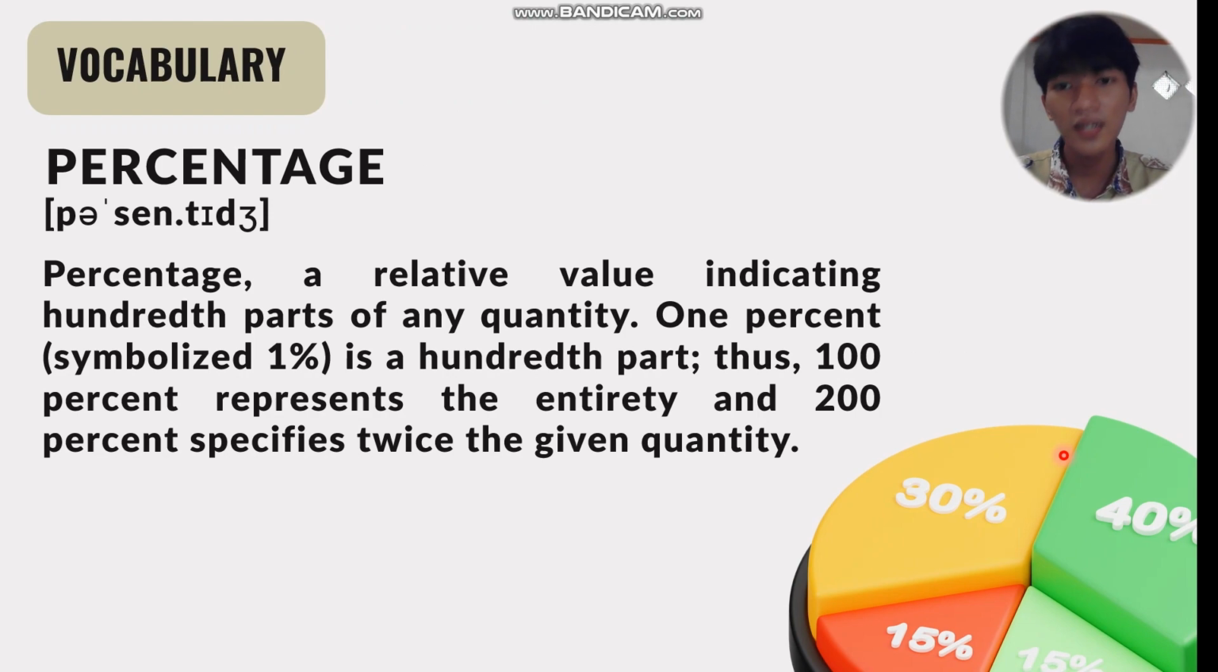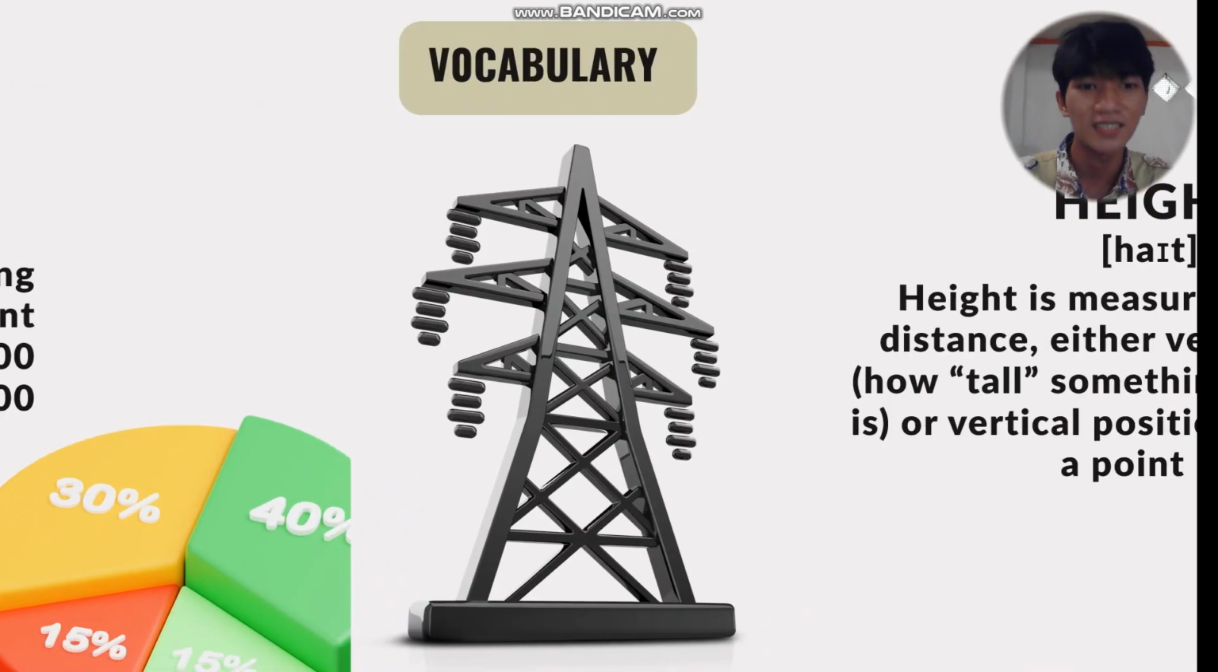The next word is percentage. A percentage is a relative value indicating hundredths part of any quantity. 1% symbolizes one hundredth part. Thus, 100% represents the entirety, and 200% specifies twice the given quantity.